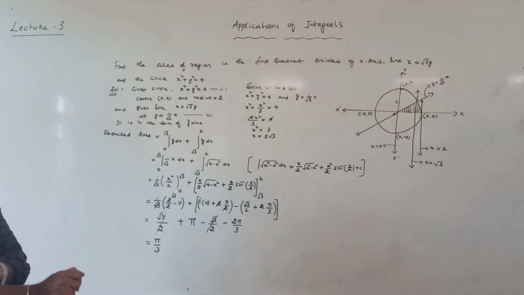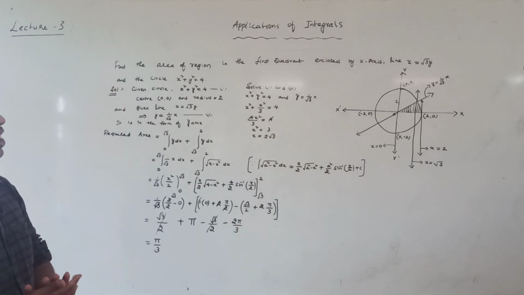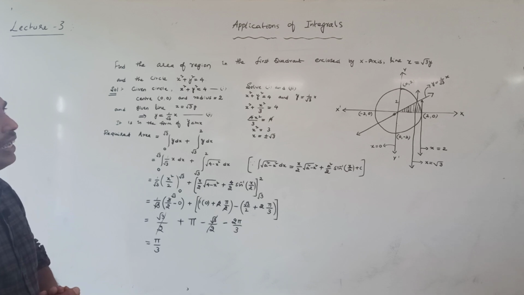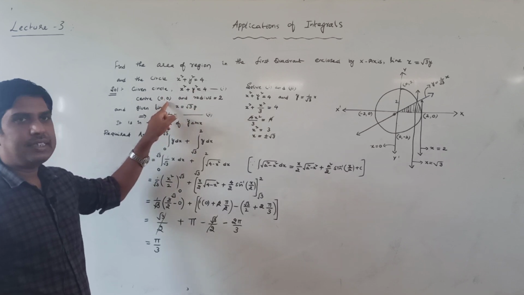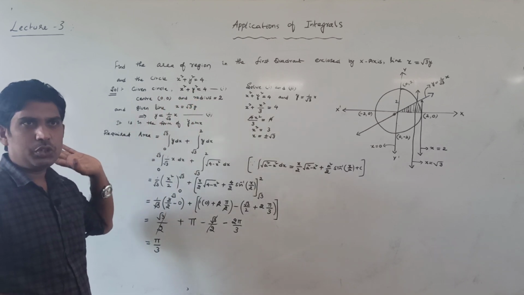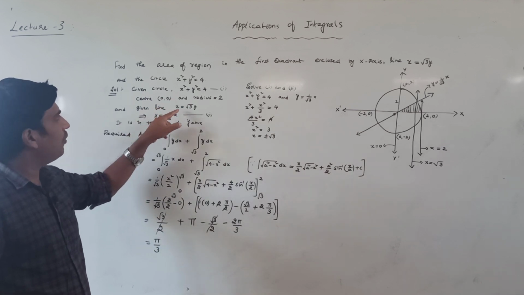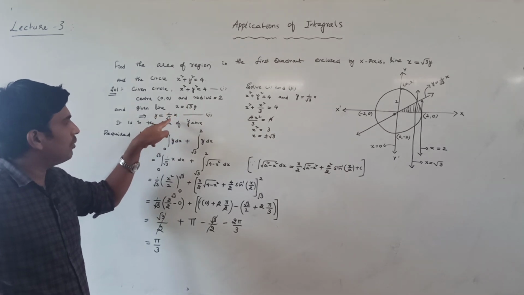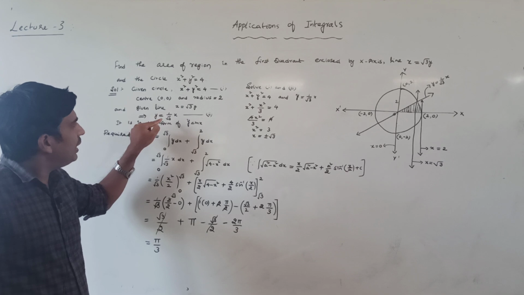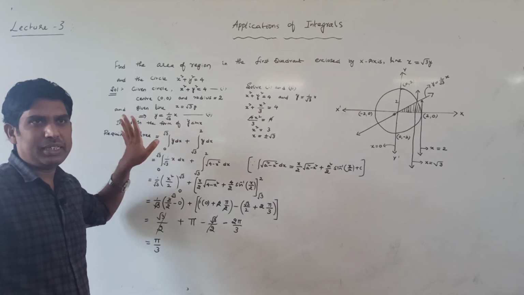Once again, this is an important problem, and somewhat confusing also. Find the area of the region in the first quadrant enclosed by the x-axis, the line x equals root 3 y, and the circle x square plus y square equals 4. From the circle equation, it has center at origin and radius 2 units. The line equation is x equals root 3 y, so y equals 1 by root 3 into x, in the form of y equals mx.